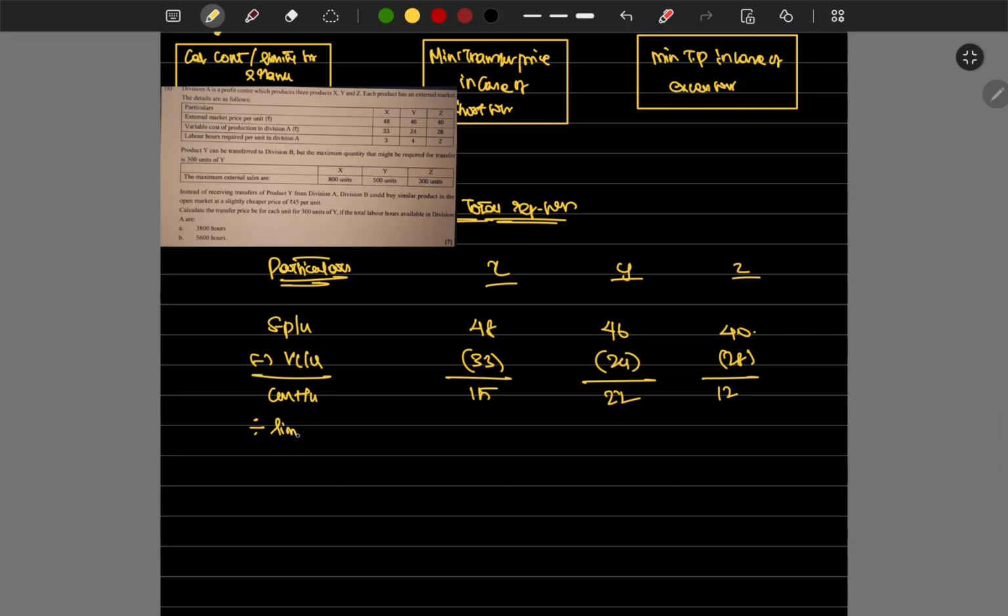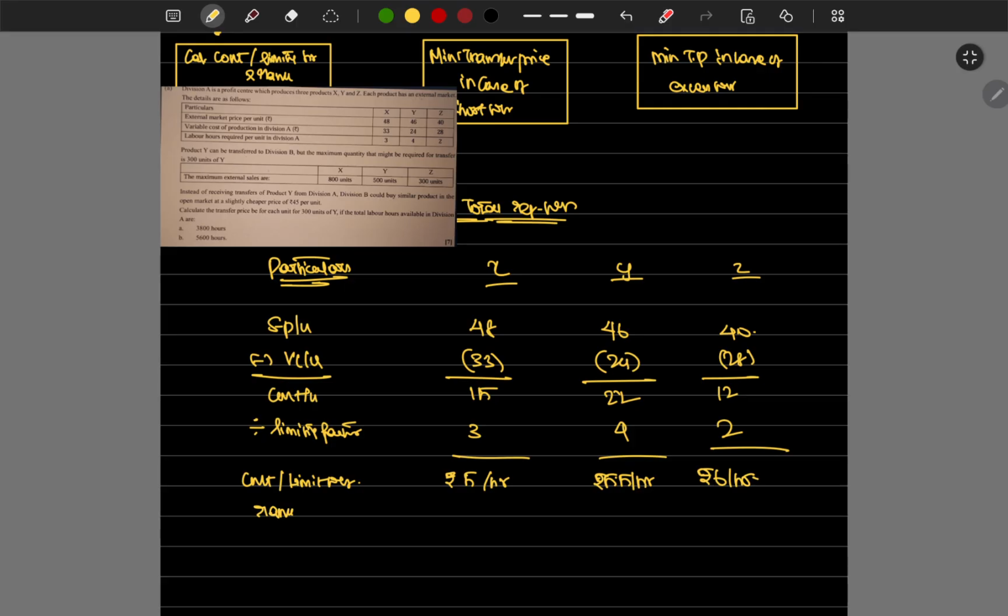divided by the limiting factor. What's the limiting factor? Hours is the limiting factor. What's the labor required per unit? 3 hours required for product X, 4 hours required for product Y, and 2 hours required for product Z. What's the contribution per limiting hour? Rupees 5 per hour, 22 divided by 4, which is rupees 5.5 per hour, and then 12 divided by 2, which is rupees 6 per hour.